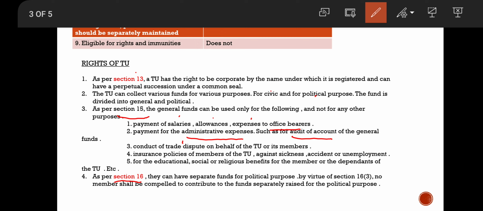And the next one is for insurance policy, that is, a few of the insurance policies that are meant for the workmen, for the employees, is also covered under this fund. And for the educational, social or religious benefits for the member or the dependents of the trade union, that is, all the funds that is for the betterment of the employees are being covered under this general fund.